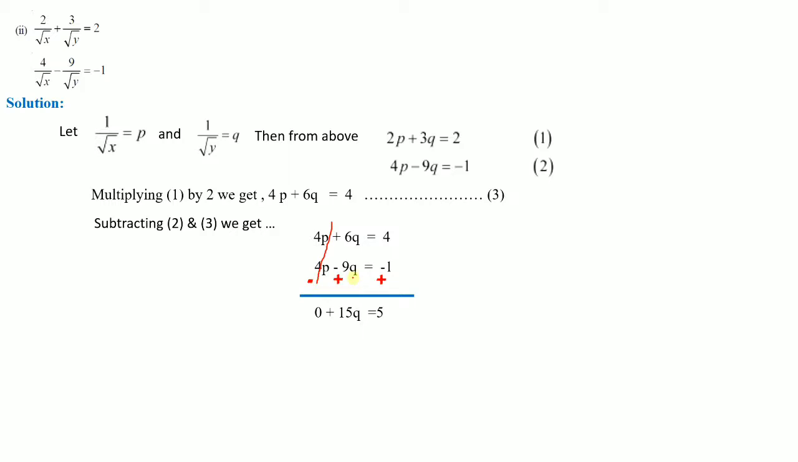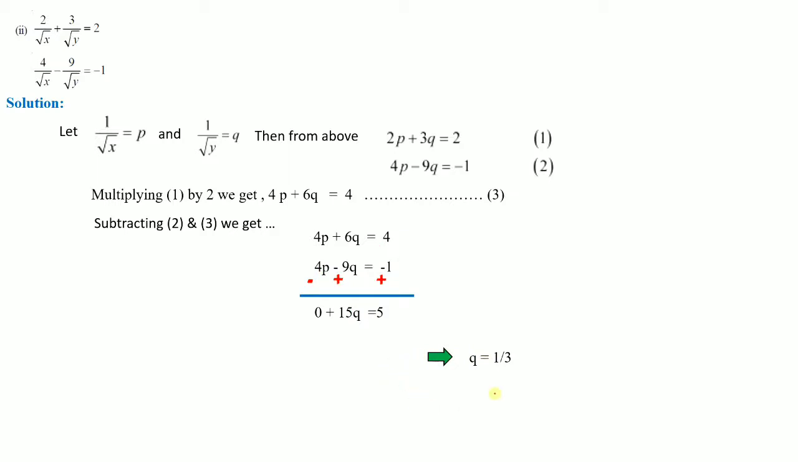Then we will have 9q plus 6q, 15q, is equal to 4 plus 1, which is 5. This is 4 and this is plus 1, so it is equal to 5. Then 5 3s are 15, so we will have q is equal to 1 upon 3. This is cancelled. So q is equal to, 5 3s are 15, q is equal to 1 upon 3.